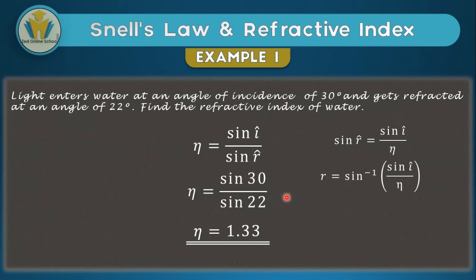If this question read, light enters water at an angle of incidence of 30 degrees, given that water has a refractive index of 1.33, calculate the angle of refraction, we could just have taken 30, placed it where there's i, and the 1.33, placed it where we have the refractive index. And now, guess what will happen if we punch this into a calculator? We're going to have something very close to 22. Let's see if that works.